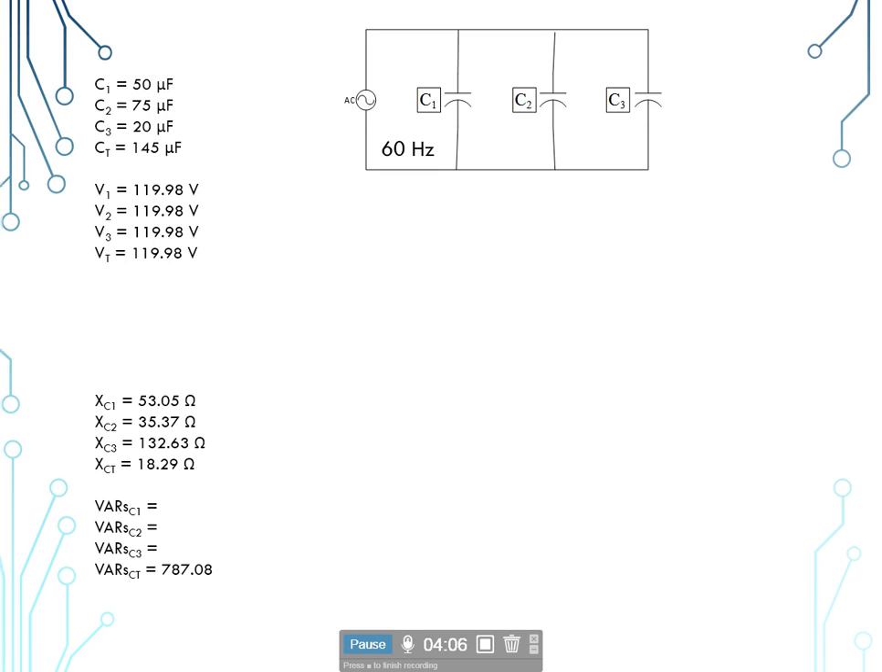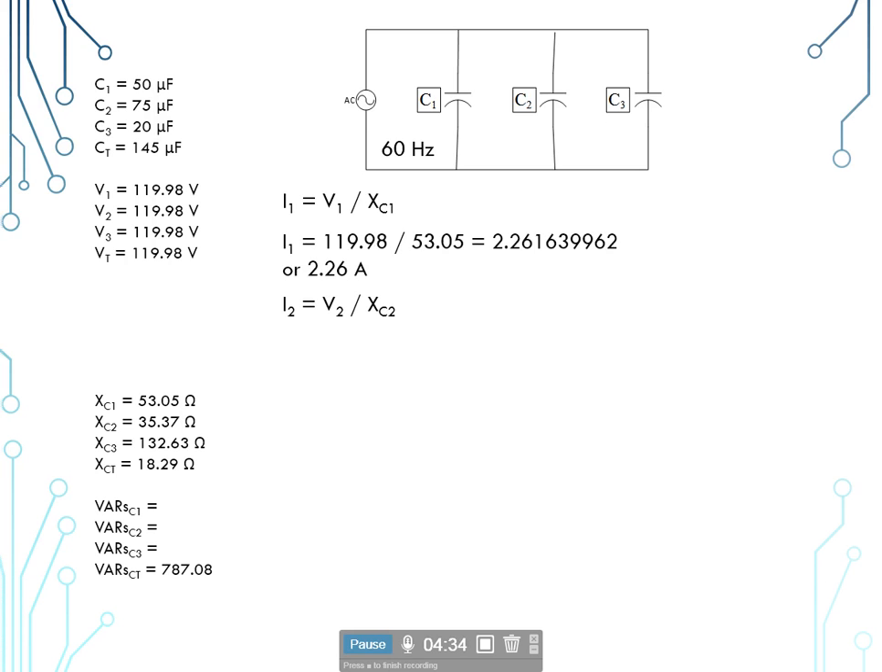Next, we'll find our current drops at the individual components and also the total current. And so I sub 1, and we're back to using straight up Ohm's law. I sub 1 is equal to V sub 1 divided by X sub C1 in place of the resistance. So 119.98 volts divided by our 53.05 ohms at the first capacitor gives us 2.26 amps. I sub 2 is equal to V sub 2 divided by X sub C2. So 119.98 divided by 35.37 gives us 3.39 amps.